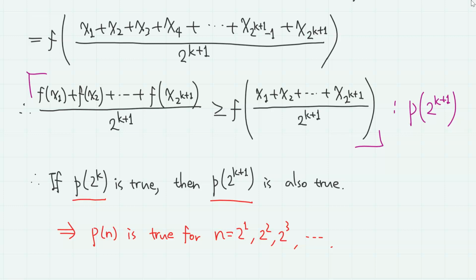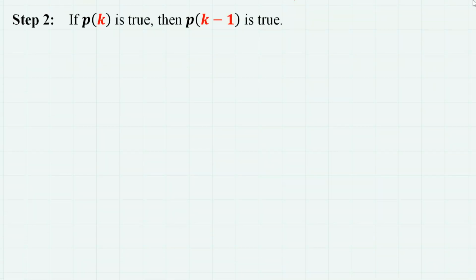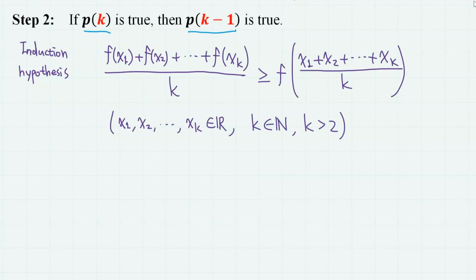For the next step, let us prove that if the case for k variables is true, then the case for k minus 1 variables is also true. So now the induction hypothesis is as follows. Suppose that for some natural number k greater than 2, the following inequality holds for these k variables having arbitrary real number values. Now let's pull off the trick that we have used in the previous video.